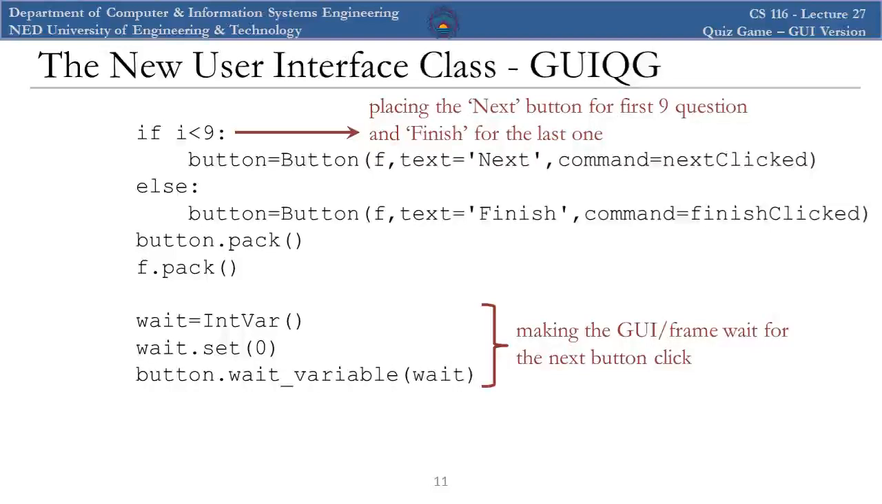So the frame does not change, or a new frame does not appear or is not created, until this wait variable changes its value, right? If you do not include these three statements in your code, then you will not get the output as we had planned. You can try this by removing them. I would like you to remove these three lines and see what difference it makes to your GUI later.